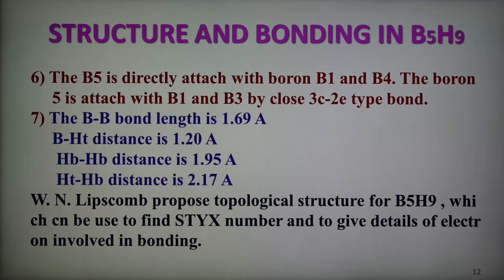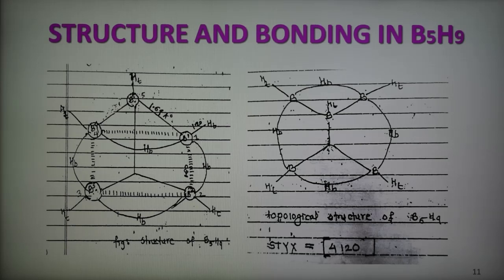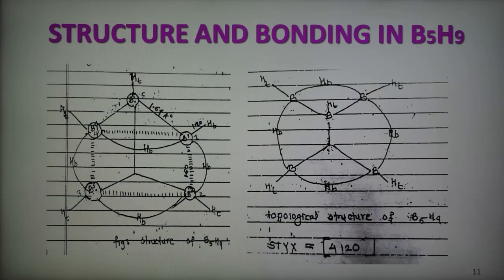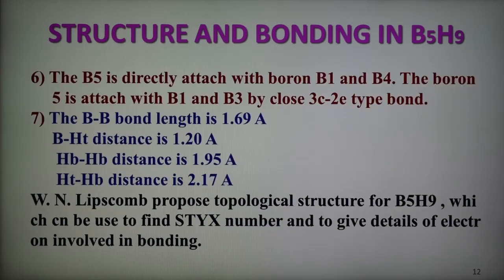According to Lipscomb, a topological structure was proposed for B5H9, which can be used to find out the strike number and to give detail about the electrons involved in the bonding framework. According to Lipscomb, the strike number we have calculated is 4120 for this B5H9. On the basis of the topological structure of B5H9, the strike number is 4120, and detail about the electron tally is there. So this is the structure for B5H9.